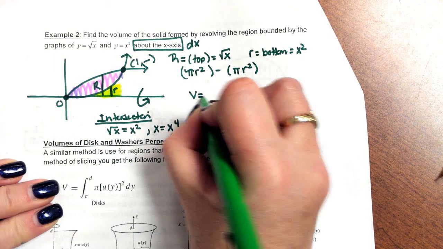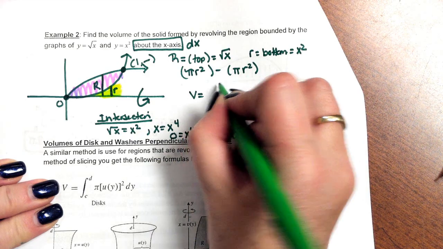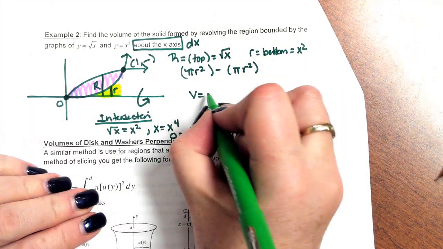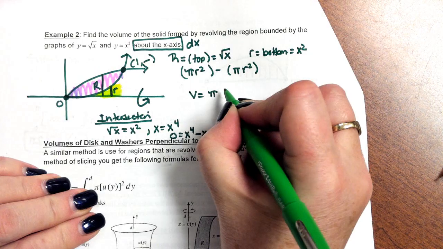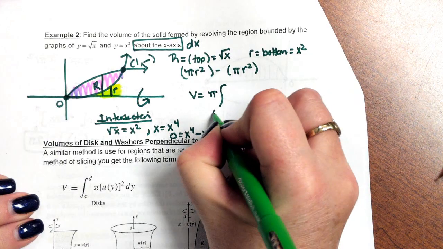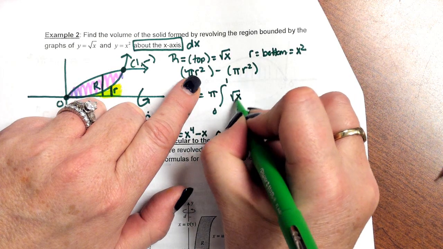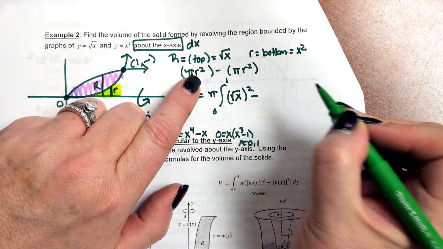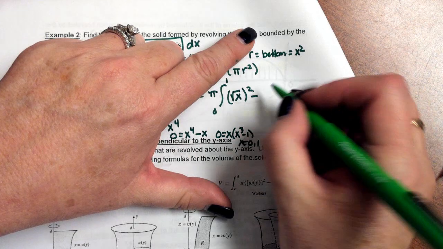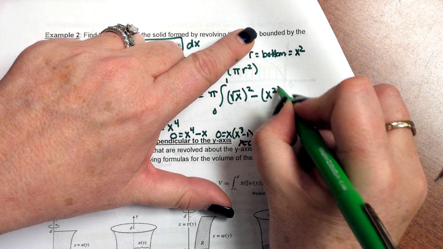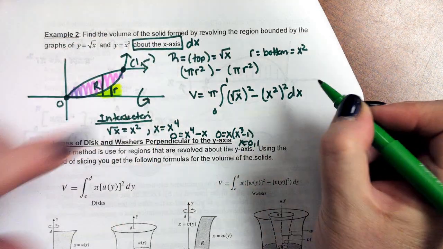So to calculate the volume is going to be equal, again, I can pull out this pi because I'm only squaring r. My bounds are going to go from 0 to 1. Now remember, I have to take the square root of x and square it. That's my outer radius minus the inner radius, which is going to be my x squared dx.